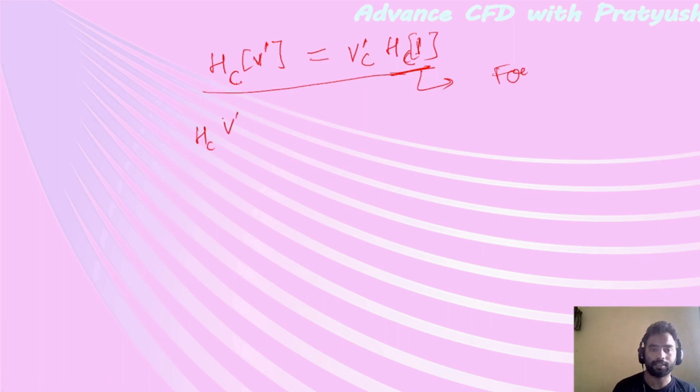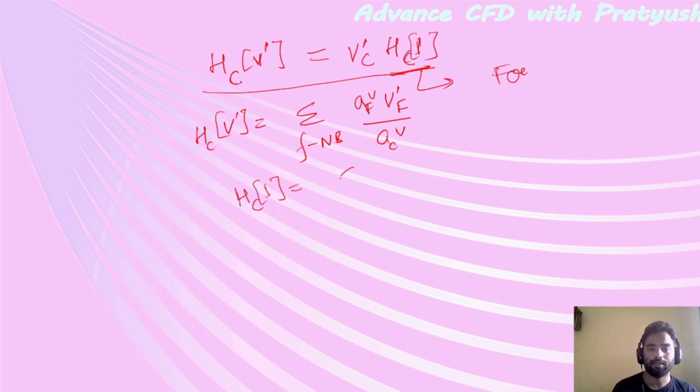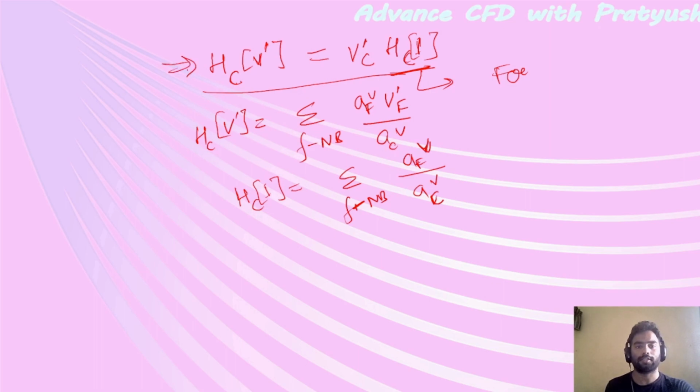This is the HCV dash, and this HCV dash will be like the summation of F for the neighboring cells, AFV upon SCV. Okay, so remember that we have divided both terms with this term SCV. So these are the equations that we are going to use for the simplex.